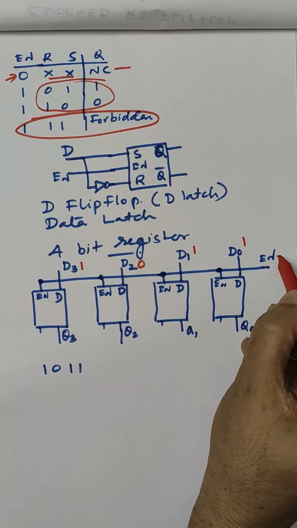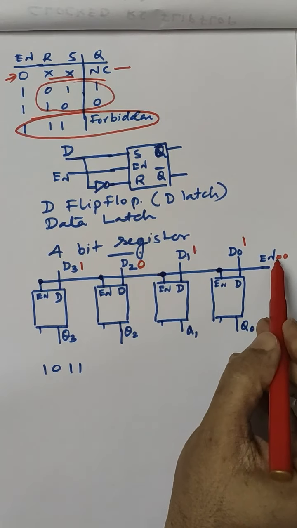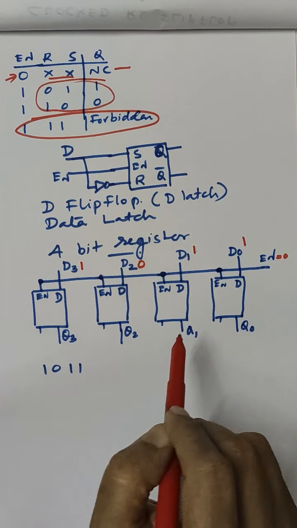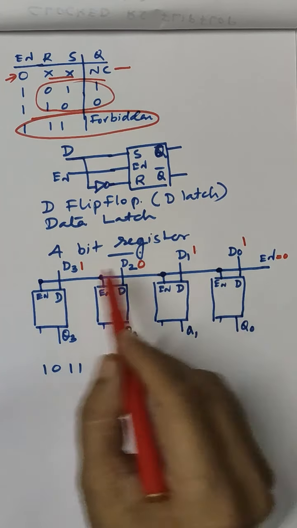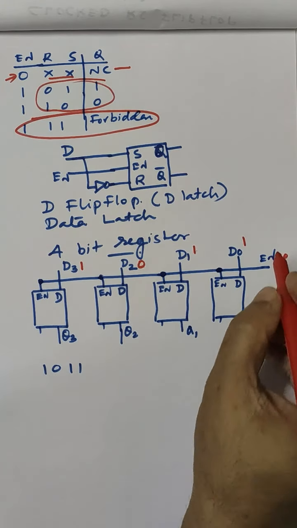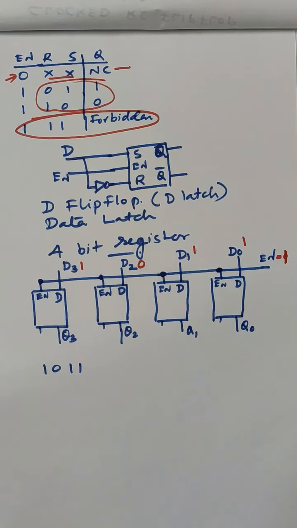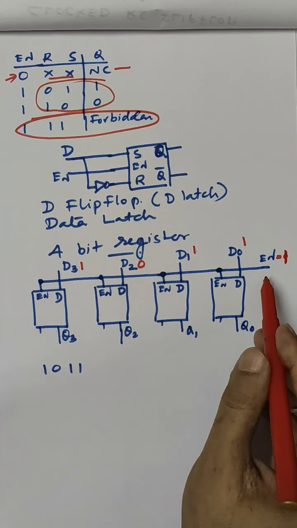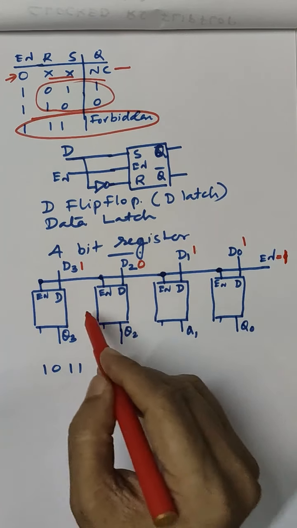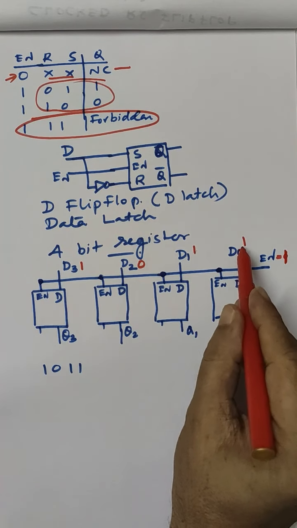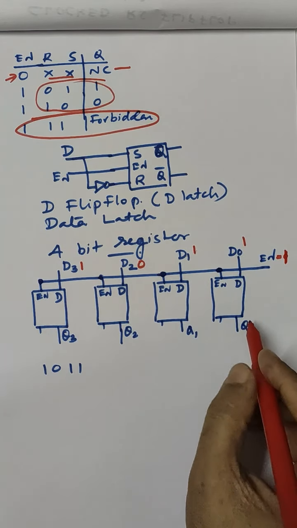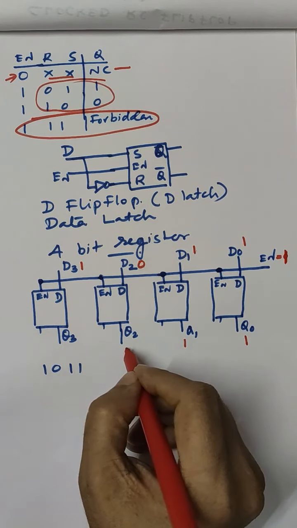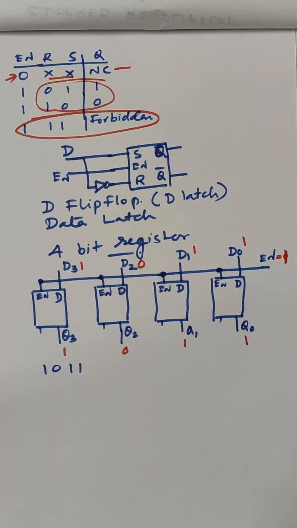So usually the enable is kept as 0. Since this is equal to 0, the changes that you are making here will not appear here. After setting all the values here, you have to make this 1. When this enable is changed to 1, all the latches will be enabled, so that the input will be transmitted to the output. This will become 1, this will become 1, this will become 0, and this will become 1.